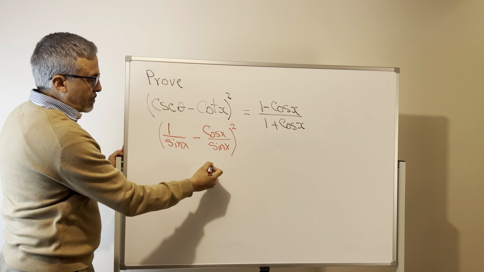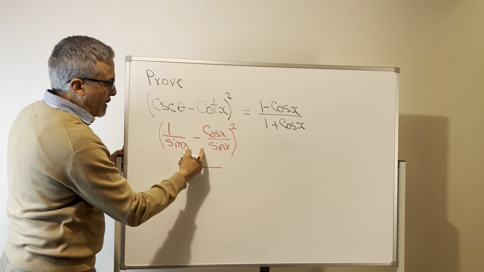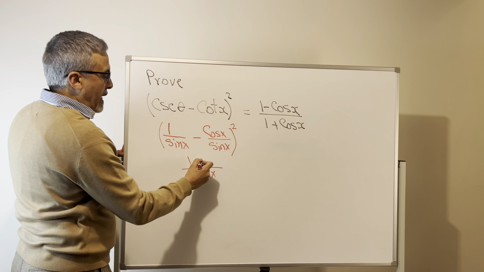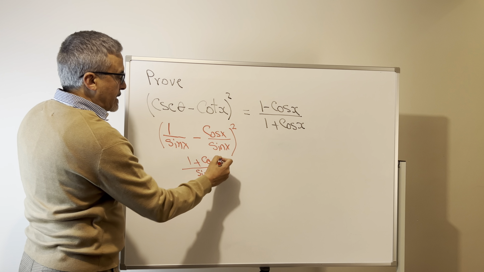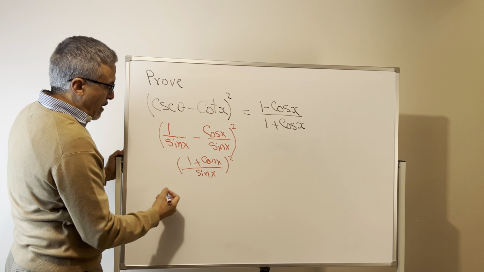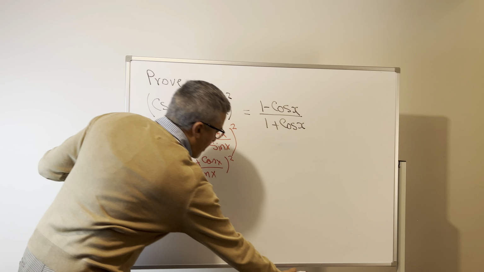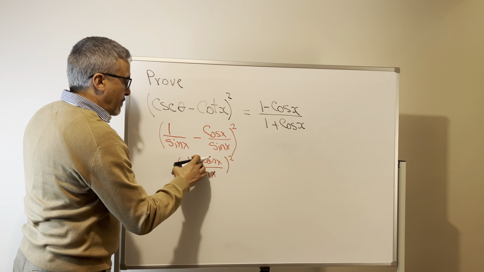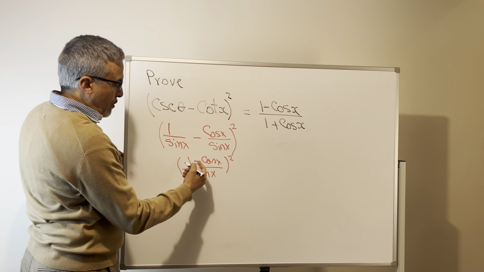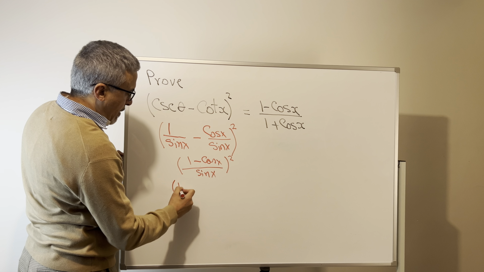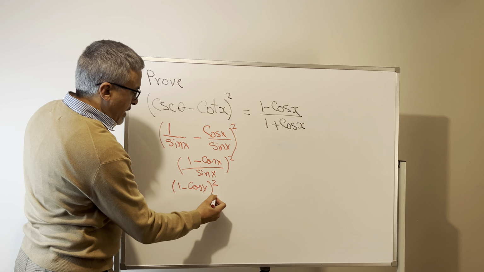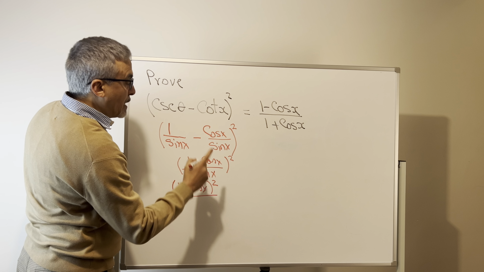Now, I notice that we have a common denominator, so I'm just gonna write the common denominator here, and then it's 1 minus cos x, squared. Now, that's supposed to be minus right there. Okay, now, what we're gonna do, I'm gonna write the 1 minus cos x squared, and I'm gonna square the top, and I'm gonna square the bottom.